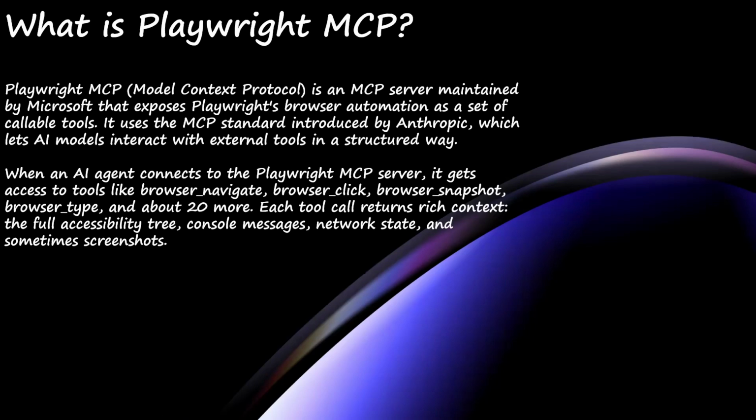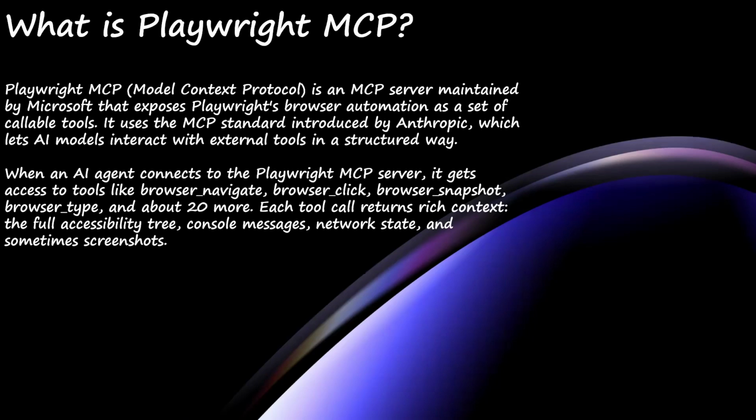For those, we use these MCP servers to get the context about that particular external tool and let the AI agent get that context and perform actions based on it. So when an AI agent connects to the Playwright MCP server, it gets access to tools like browser navigate, click, snapshot, type, and other actions.